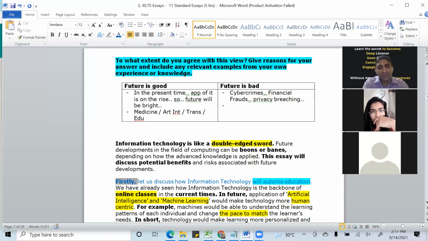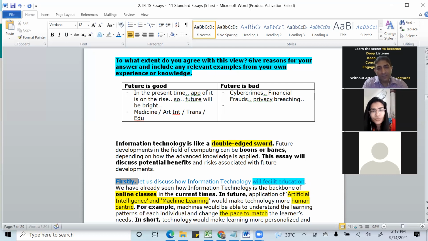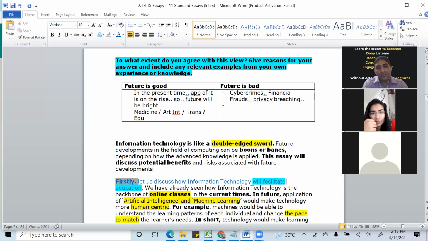Will affect education, will ease education, will automate education, will facilitate education, facilitate distance learning, ऐसा कुछ बोल सकते थे, है ना। Facilitate, facilitate की स्पेलिंग गलत लिख रहा हूँ मैं, facility की स्पेलिंग fac-il से बनता है ना, facility, हाँ तो facil, FAC. ओके। FAC.